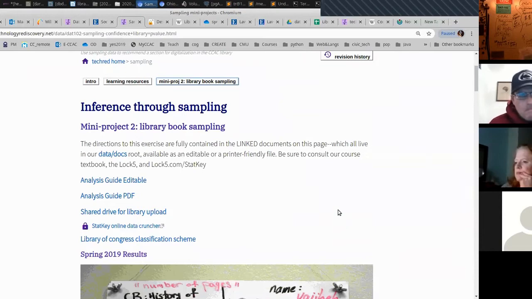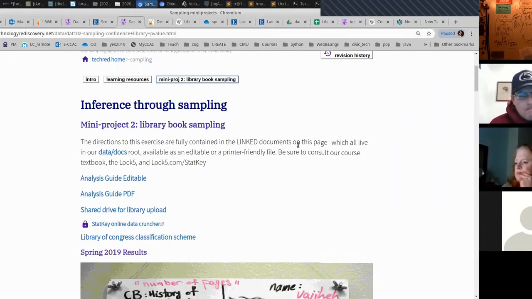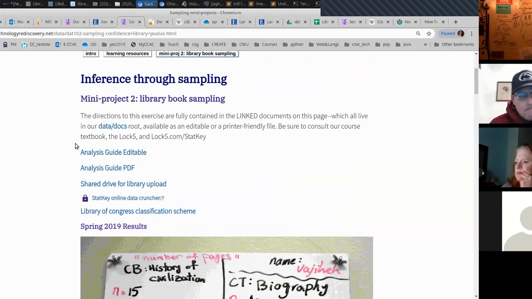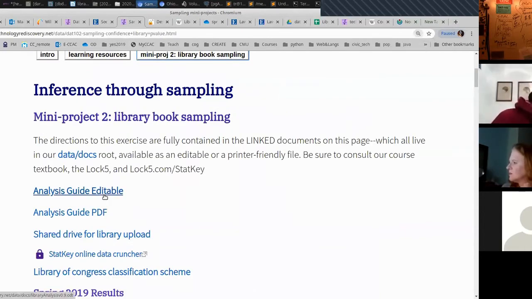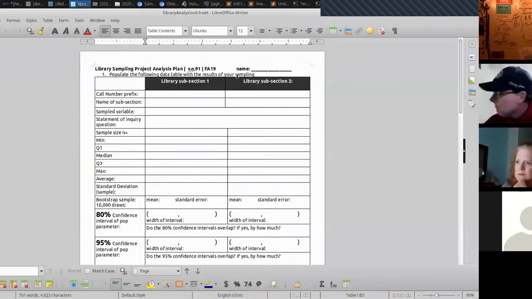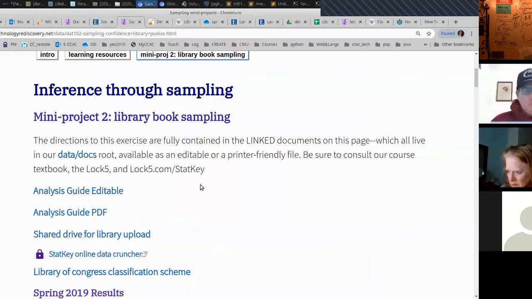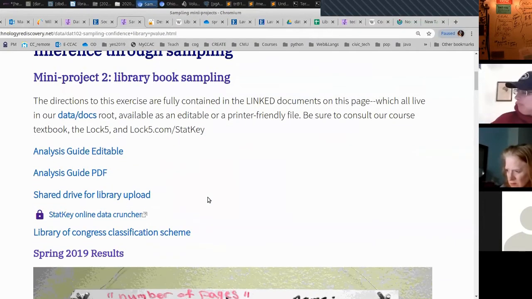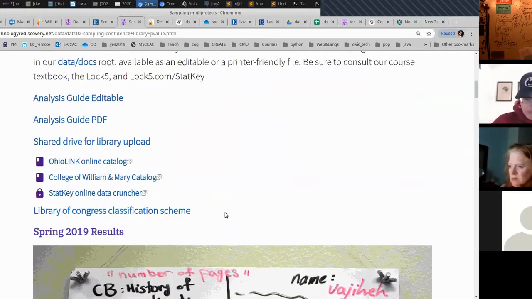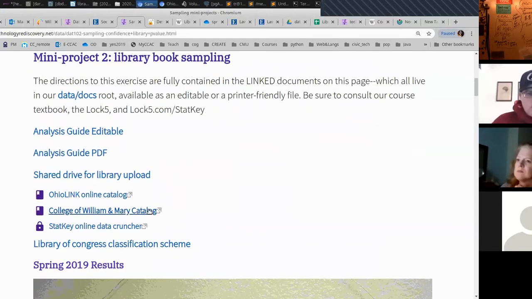So let's shift back to our idea with the library sampling. I guess most of you probably don't have your paper anymore, so if you want to, go ahead and download the editable analysis guide, that will allow you to type directly into our organizer. So go ahead and get that up, and then I would also ask that you refresh that page.